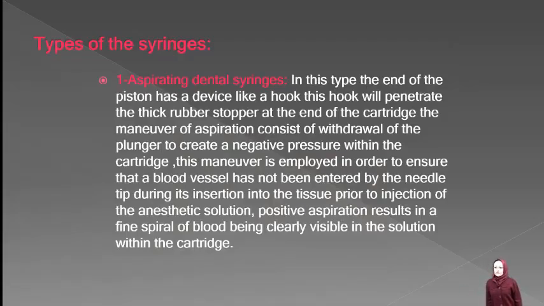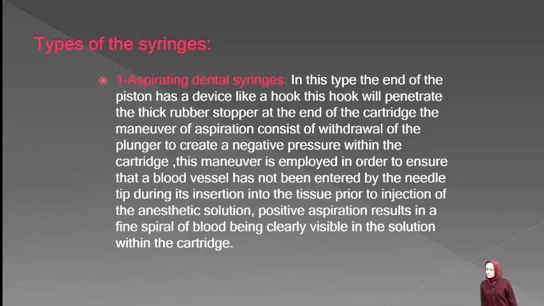Types of the syringe. Number 1, aspirating dental syringe. In this type, the end of the piston has a hook. This hook will penetrate the thick rubber stopper at the end of the cartridge. The maneuver of aspiration consists of withdrawal of the plunger to create a negative pressure within the cartridge.